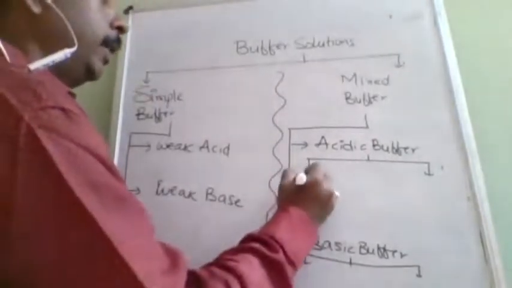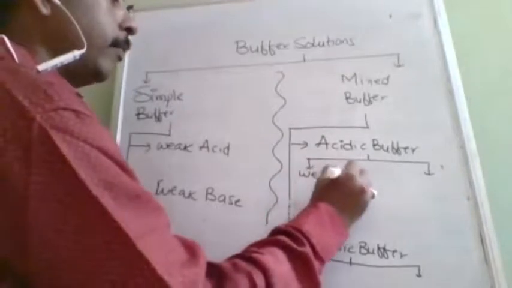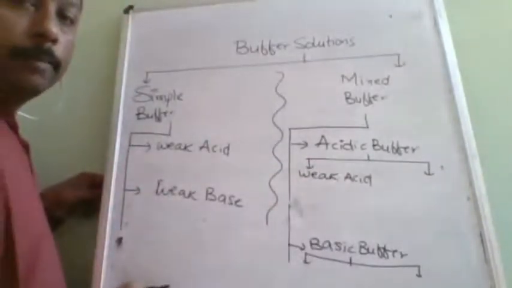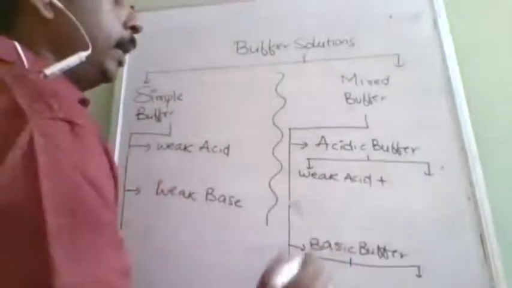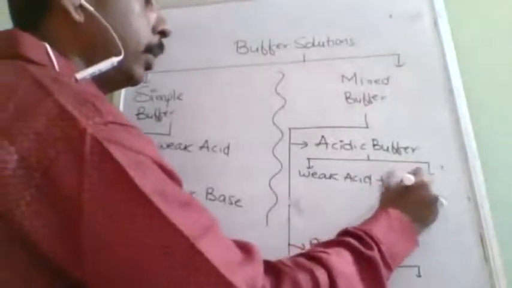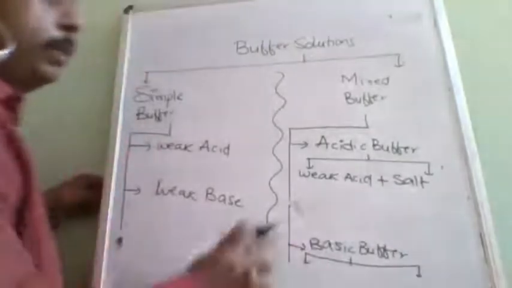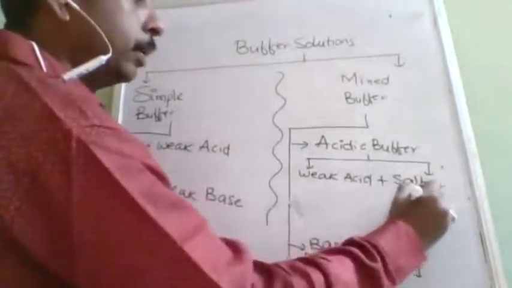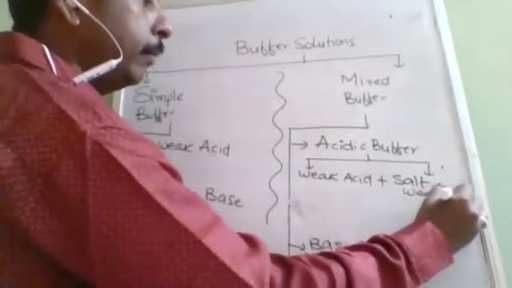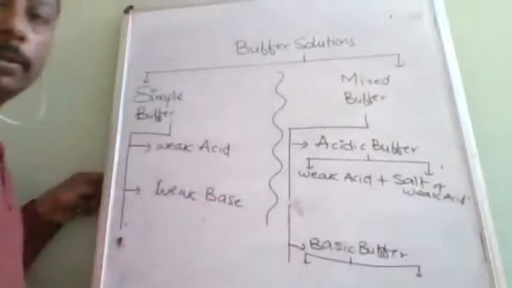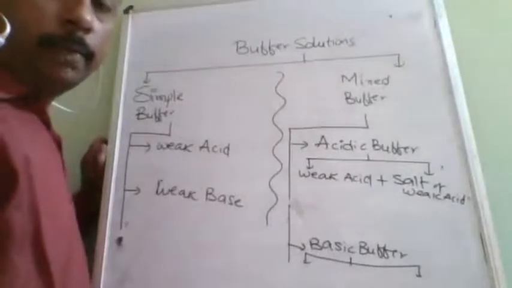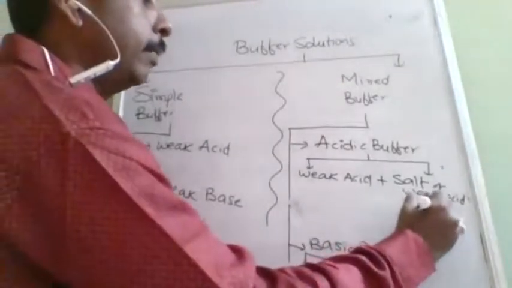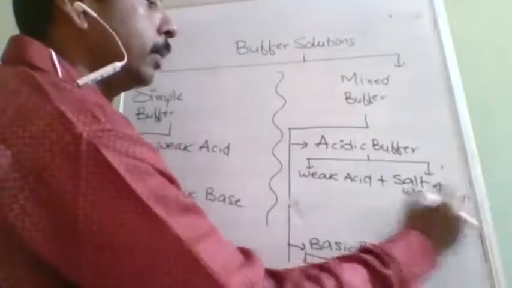Acidic buffer is simply weak acid. First part is, it is part, not type, weak acid. And second part is salt. But this salt should be made from the same weak acid. But for making salt of acid, what do we require? We require some base. So that base is strong base.